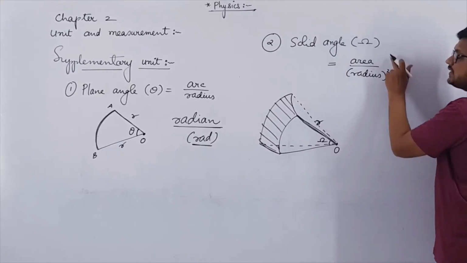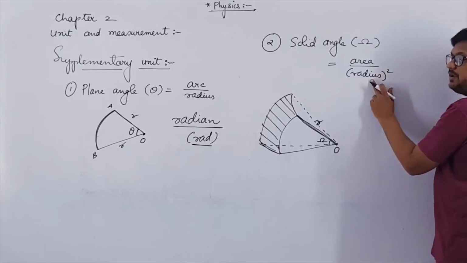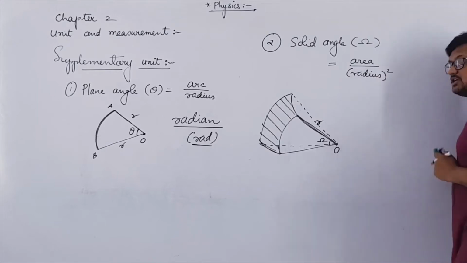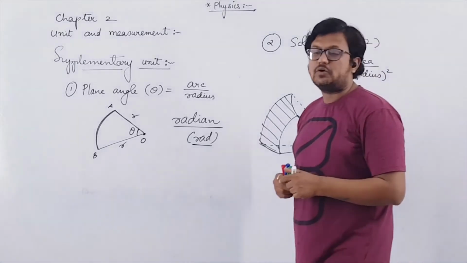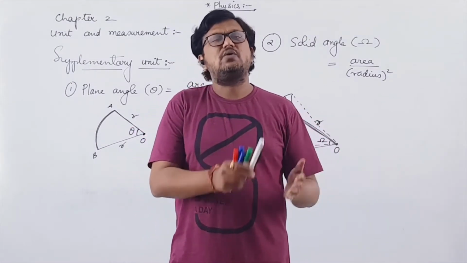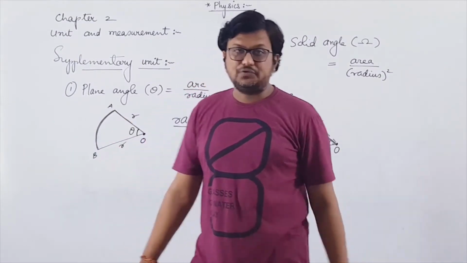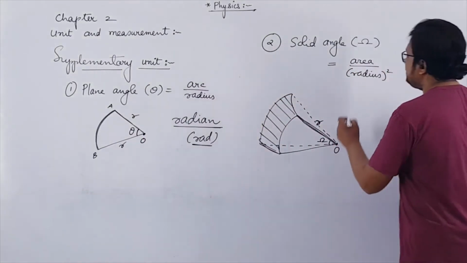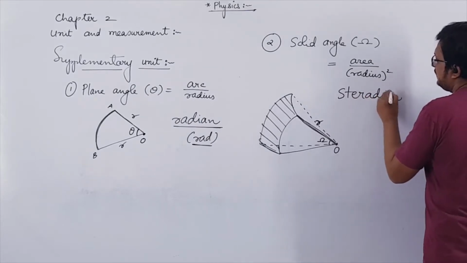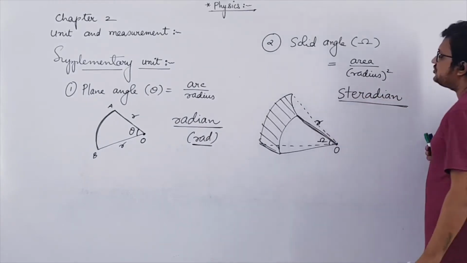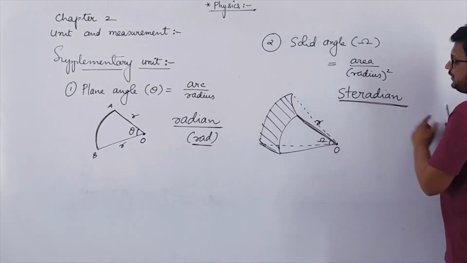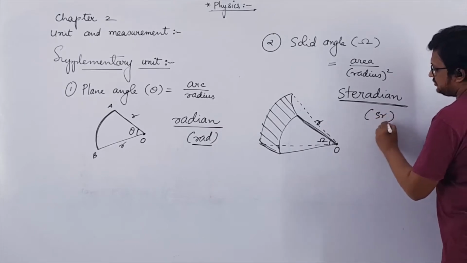Now the unit of area is meter square, and radius will be in meters, so meter square over meter square, and again solid angle is a unitless quantity. So to identify that the given physical quantity is a solid angle, a supplementary unit has been given to it. The unit of solid angle is steradian, and it is written as SR.